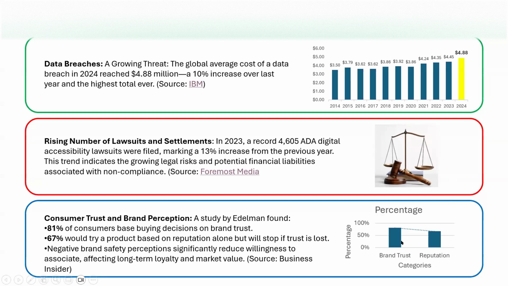We need to actually not do this bar chart. Wouldn't it make a lot more sense to do a line graph here? No. I think we just need to draw a comparison line from here to here, and just label that line consumer engagement or something like that. Negative brand safety perception significantly reduces willingness to associate, affecting long-term loyalty and market value.